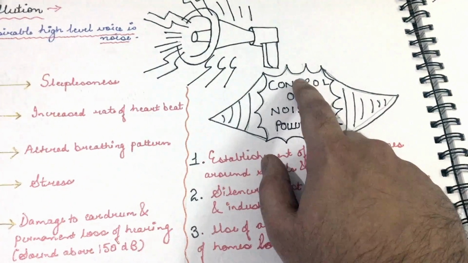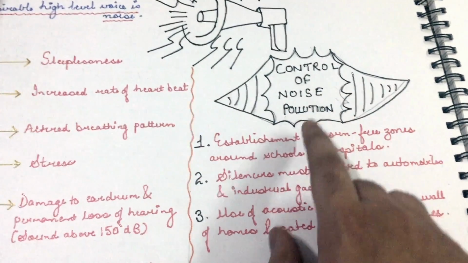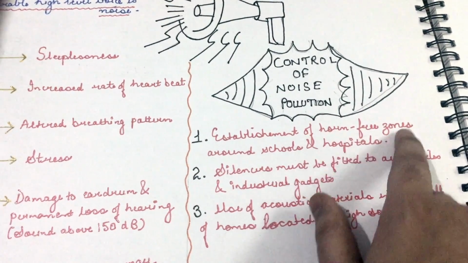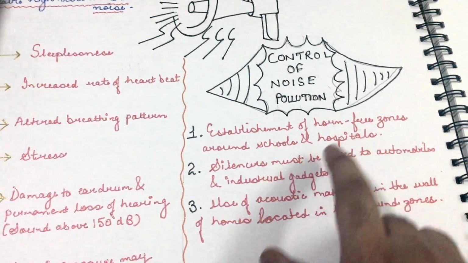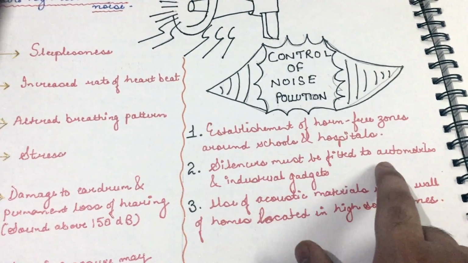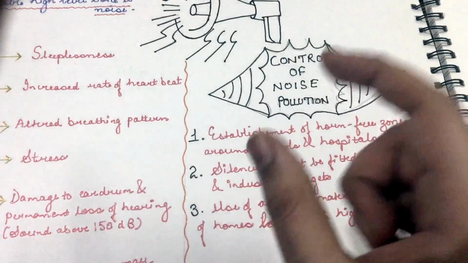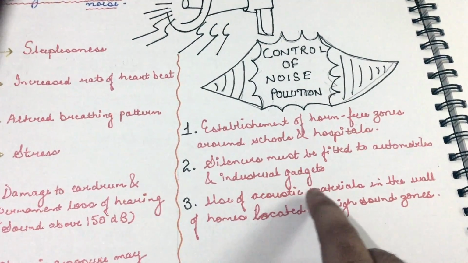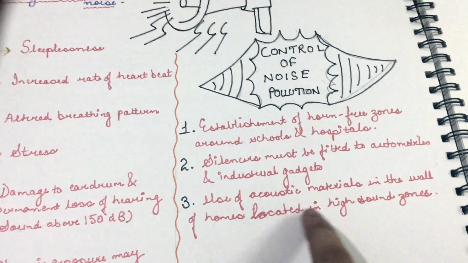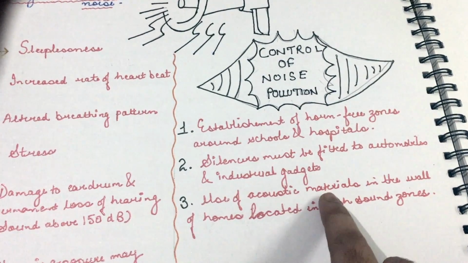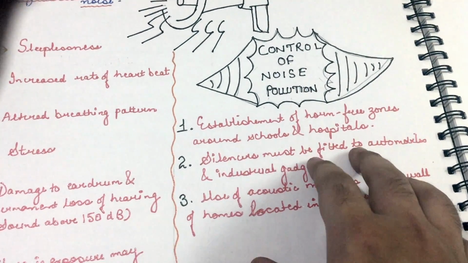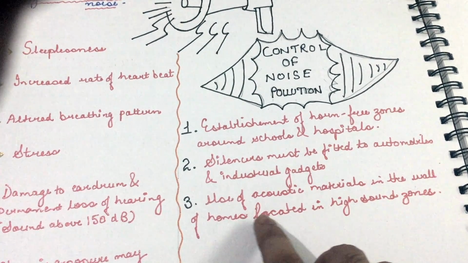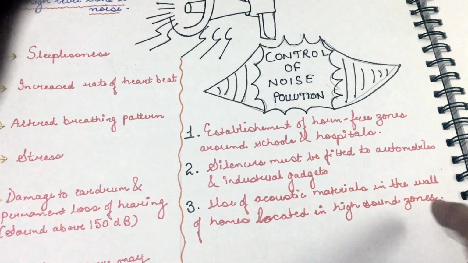So now let us look at how to control noise pollution. Number one, there should be horn-free zones around schools and hospitals. Number two, silencers must be fitted to automobiles and industrial gadgets. And number three, use of acoustic material in the walls of homes located in high sound zones. Acoustic material means sound absorbing material, the material which absorbs sound.